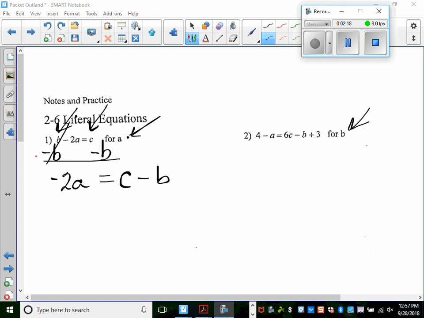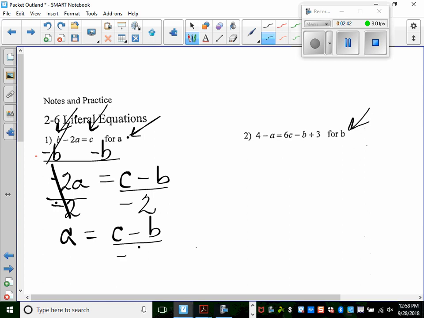Negative 2 is now considered a coefficient to A, or has always been considered that. But this is going to be the last step we do. So we're going to divide both sides by negative 2. So I'll now have isolated A. A equals C minus B divided by negative 2. Or if you actually want to divide through by the negative, you could say negative C plus B divided by 2, because then I've divided through by the negative. Either one I would accept.